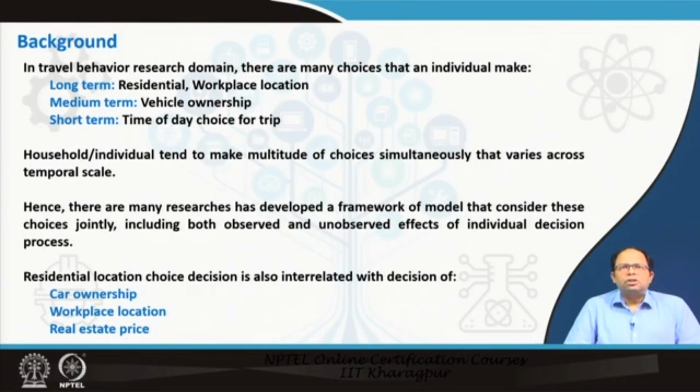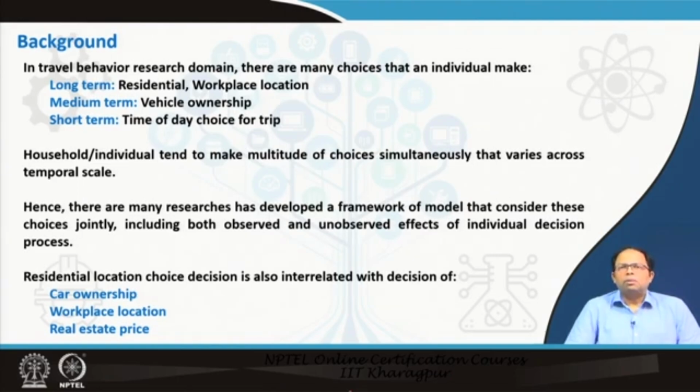In travel behavior research, we have discussed earlier that there are many choices an individual makes. Some are long term choices, some are medium term choices, some are short term choices. Some of these long term choices are residential locations and workplace locations. Workplace location means a person can choose his work considering that he is residing somewhere, or he could jointly choose his location of work and place of stay together, and so on. And medium term choices are things like vehicle ownership. I will buy a car, and I will keep it for maybe 5 years or even more than that. So, that is a medium term choice.